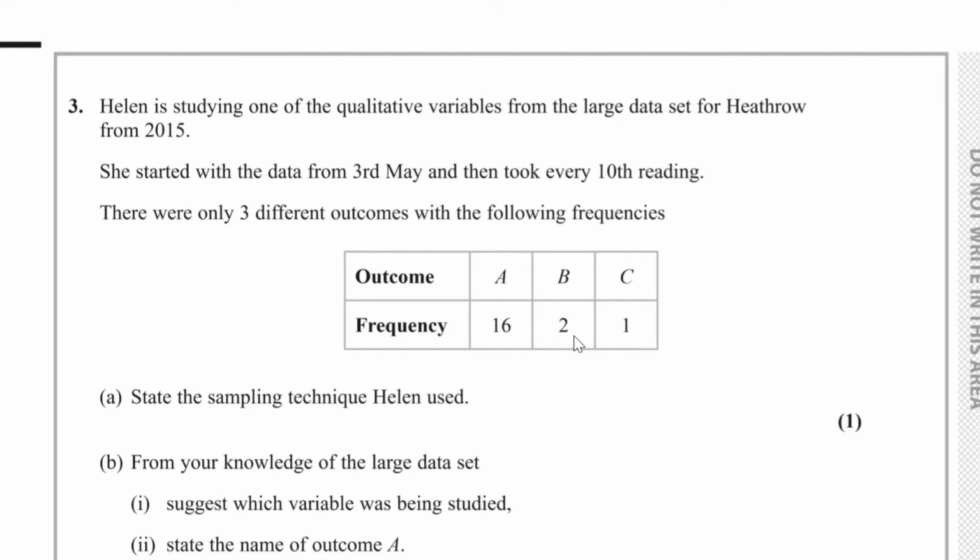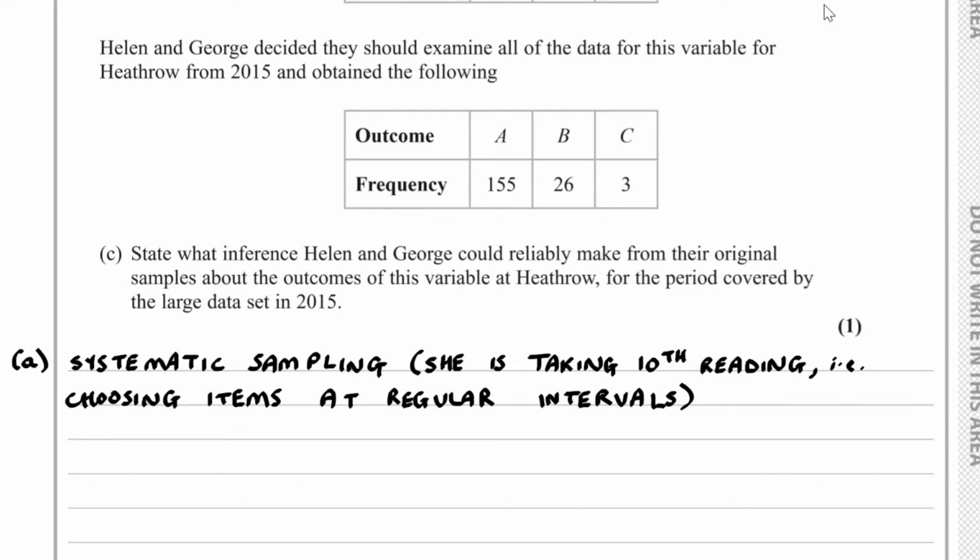For part A, we have to state the sampling technique Helen used. Well, what she did over here was she started taking data from the 3rd of May and she took every 10th reading. So what can we say from here then? Well, we have systematic sampling, and that's because she's taking every 10th reading. In other words, she's choosing items at regular intervals.